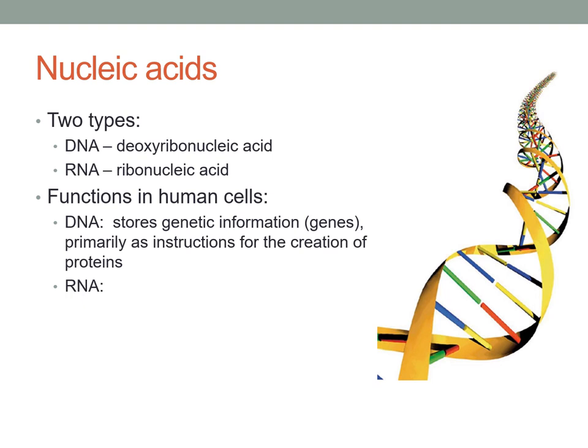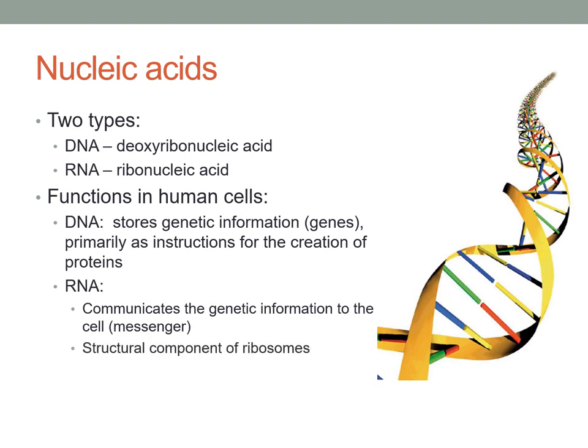We also have RNA in our cells, however, and RNA is a communicator molecule that we use to communicate messages from the DNA to the rest of the cell, right? So we use RNA to communicate. And we use RNA also because an organelle of the cell called ribosomes is actually made out of RNA. So it's also a structural component of a part of the cell called the ribosomes. So we have both types of nucleic acids in human cells.